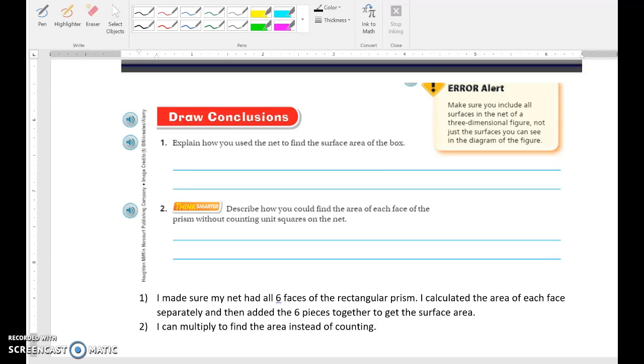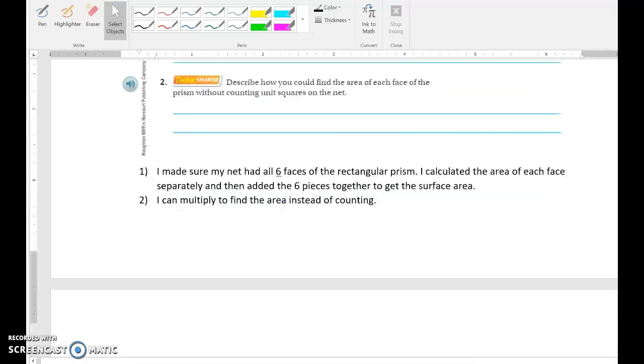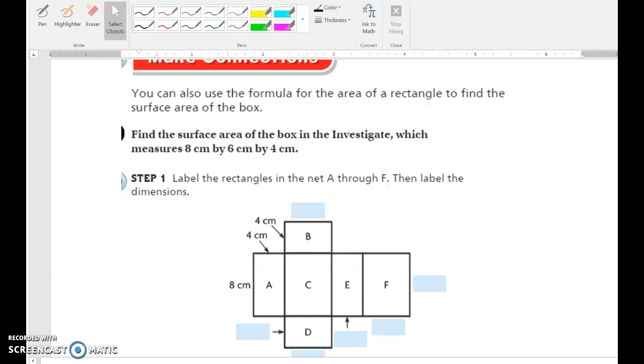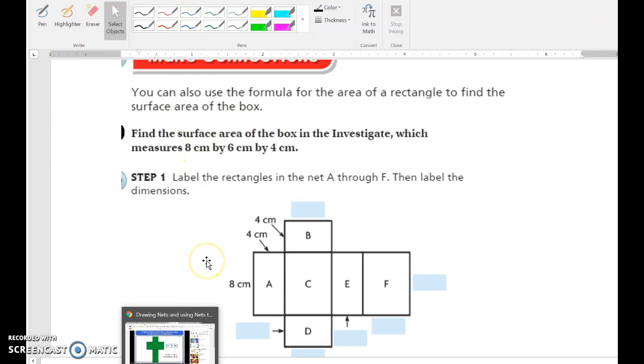Okay, so that's page 303. We are on to page 604, and it goes to the area of a rectangle formula. I'll show you one more in a little bit. So it's got the exact same net, okay? And the big thing here is that they're trying to get you to make sure you label things properly, okay?